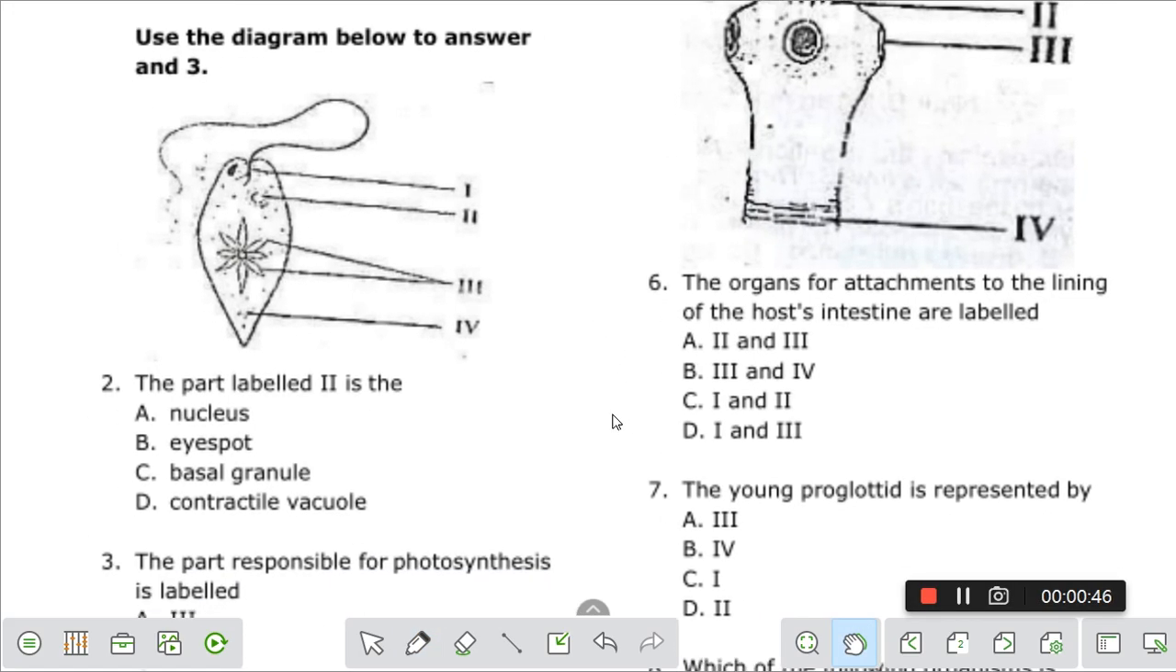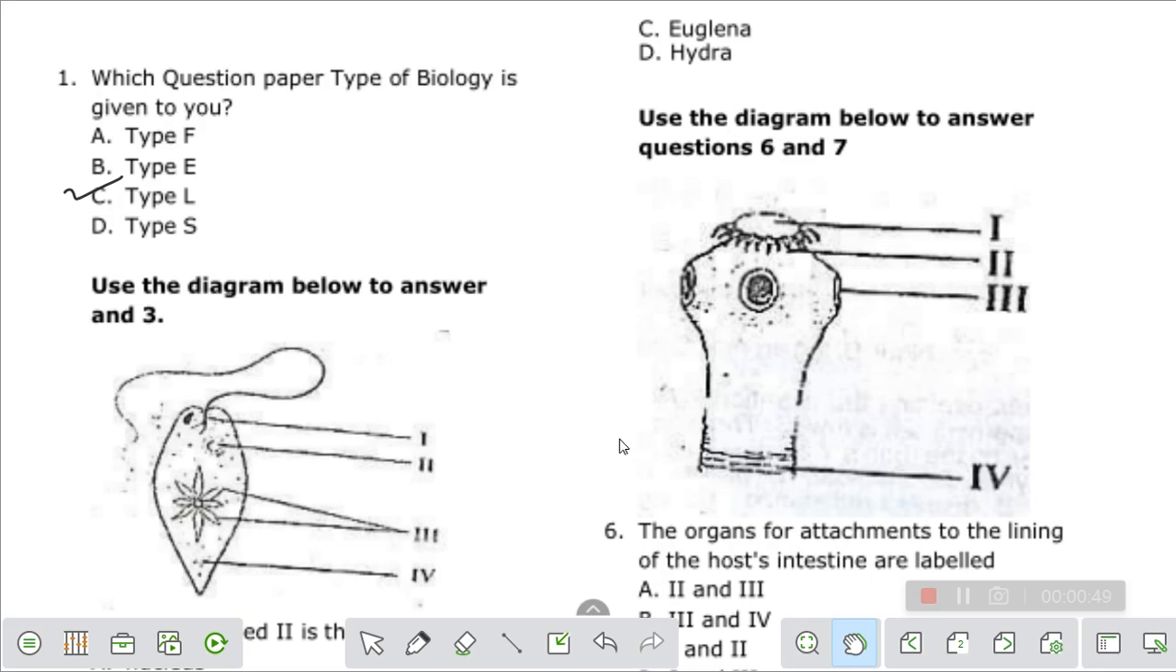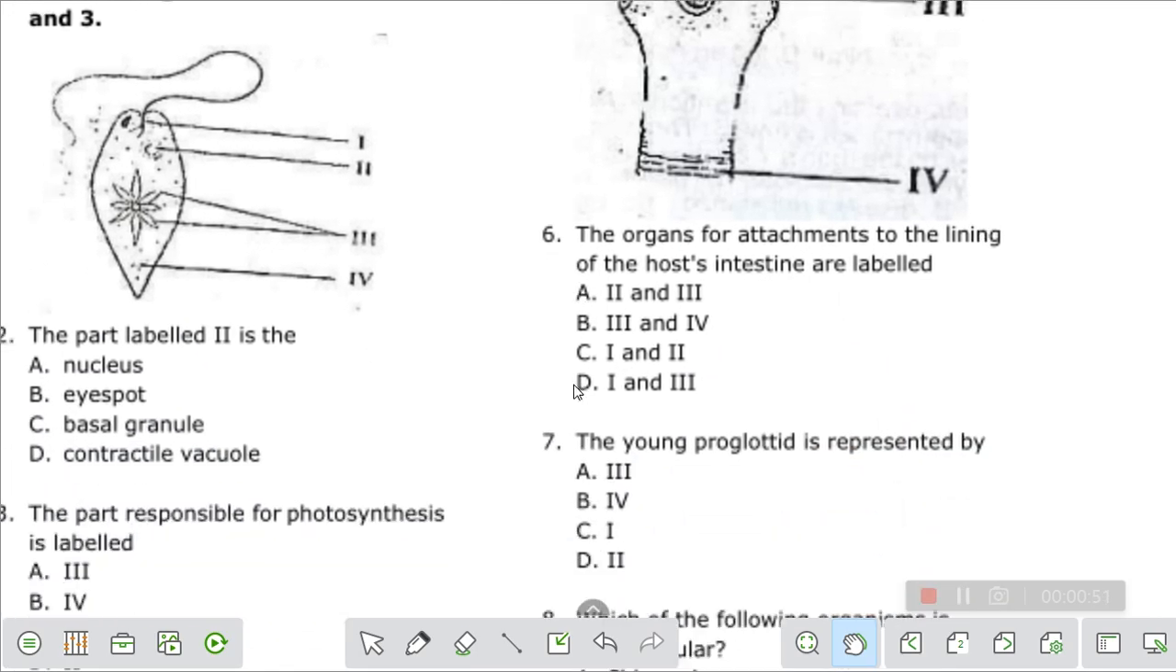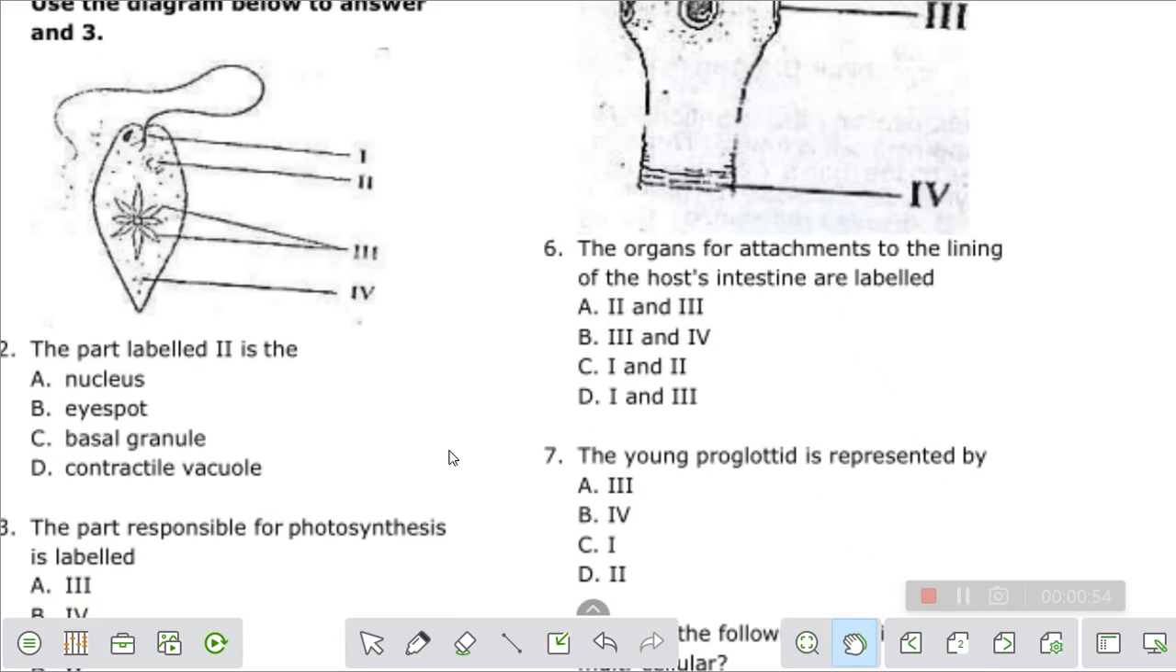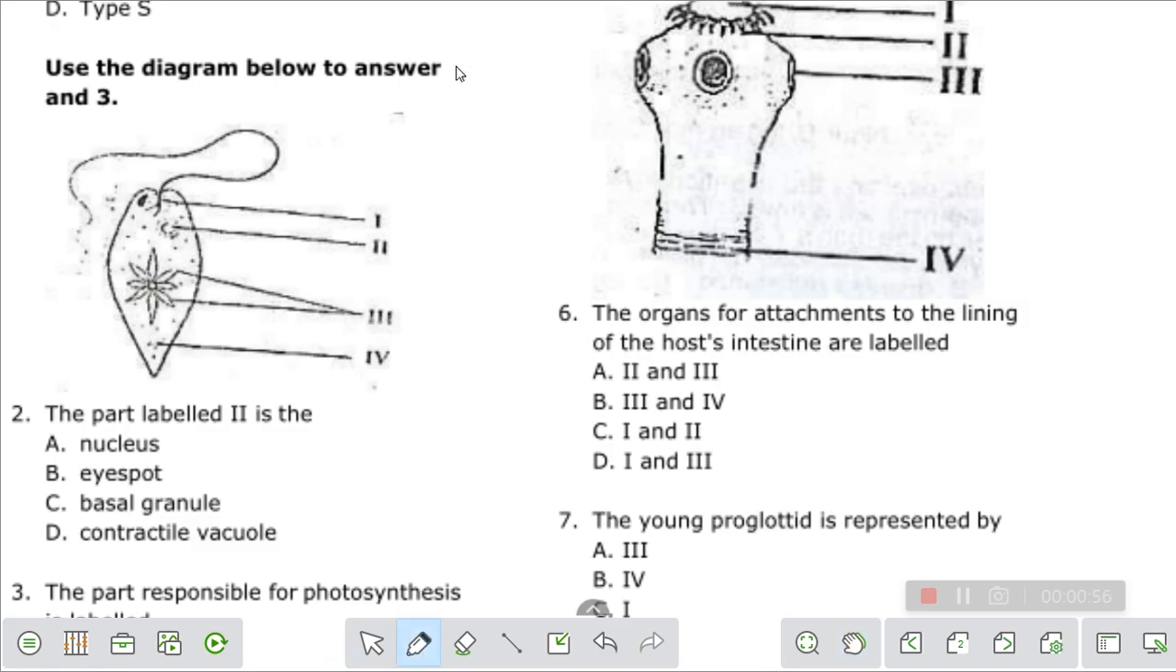The second question says you should use this diagram to answer questions 2 and 3. They said label 2 is a part surrounded with dots. The diagram is not really showing it very well. It's a part that is surrounded with dots. Which part is that? The answer is the contractile vacuole.